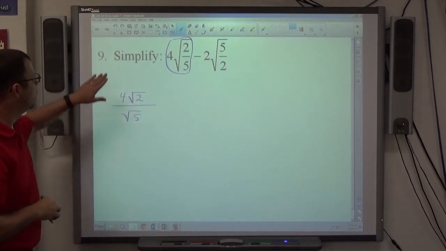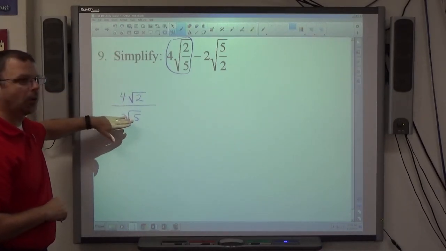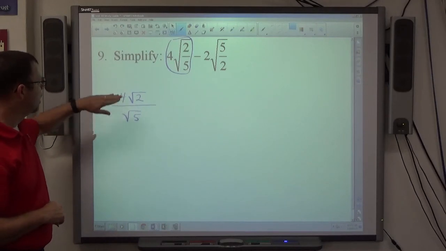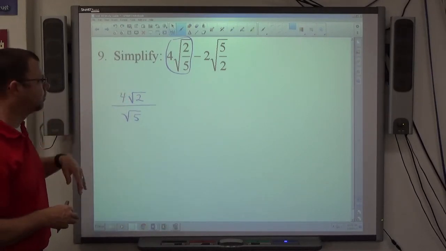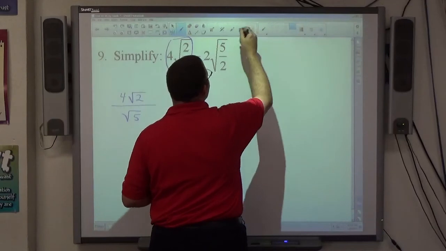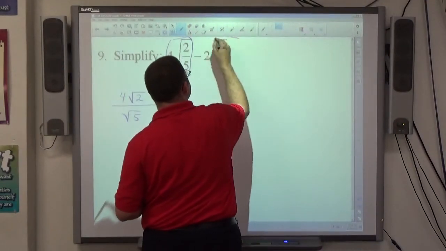So the issue, as far as simplifying is concerned, is we don't want radicals in the bottom. That's the problem. Square root of 2 on top I don't really care about. It can be a square root of anything, I don't care. I'm going to leave myself a little bit of space.